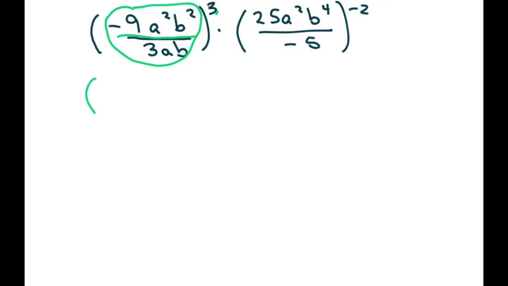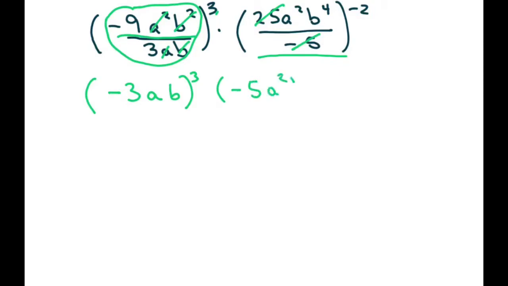So when I do that, I have -9 divided by 3 is -3. This a goes into a squared one time, so we have left 1a. And then b goes into b squared once. And then I'm going to cube it. Before I do that, let's go ahead and work on this one. The only thing we can do here is divide these two. So that's going to be -5 a squared b to the 4th, to the -2 power.